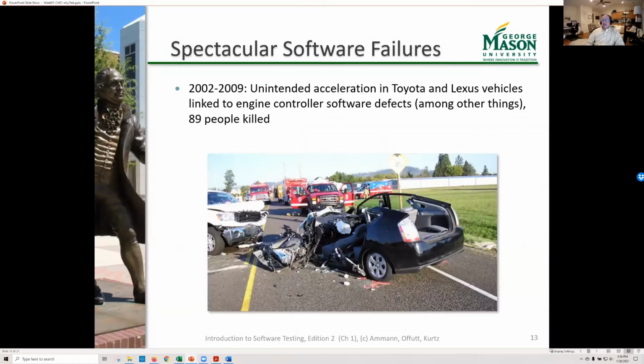From 2002 to 2009, Toyota and Lexus vehicles had unintended acceleration problems tracked back to, among other things, problems in the engine control computer. We had 89 documented people killed in that, making it among the worst software defects from a human safety standpoint.